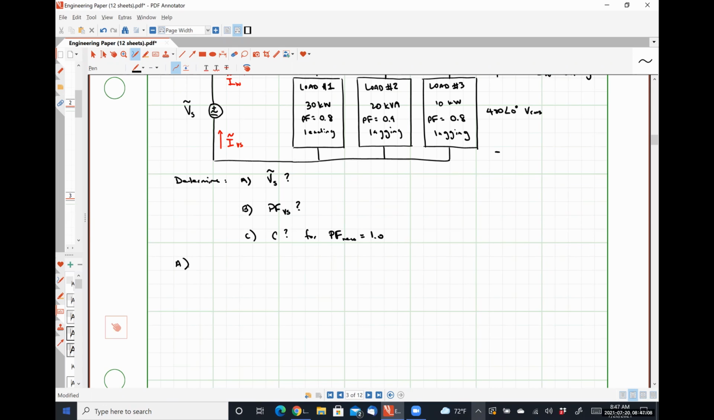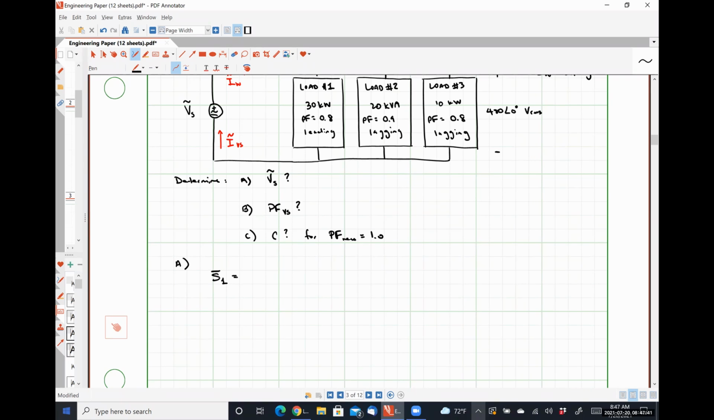In a roundabout way, yes. So I would argue that we have enough information to find the complex power absorbed by each of those three loads. And then from that, knowing the voltage also, we could work backwards to calculate the current flowing through each of the loads, right? So let's look at load 1 specifically. I'm going to call this S1.